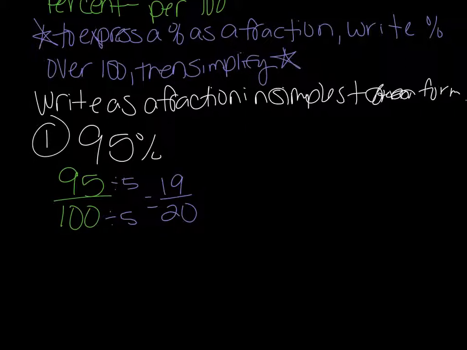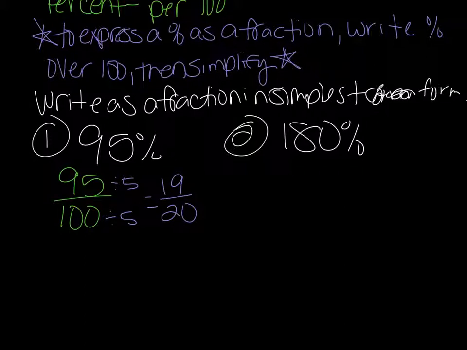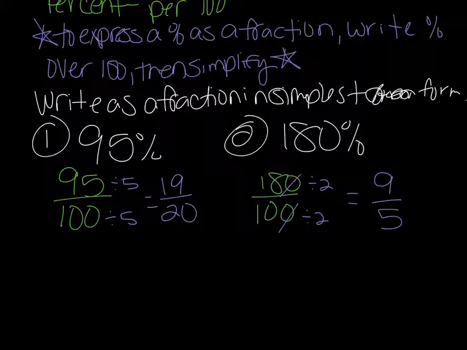Okay, what about 180%? Okay, once again, 180% means 180 per 100, or 180 out of 100. So 180 and 100, we could divide out of 10 right away. Just cross off some zeros. I'm left with 18 over 10, which both have a 2 in common. And I get 9 over 5.